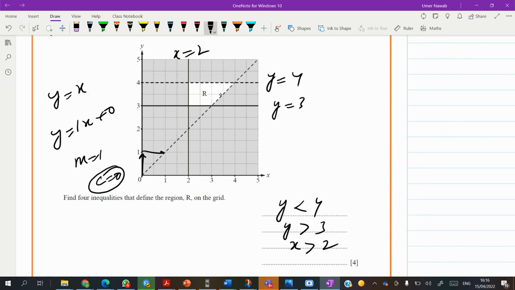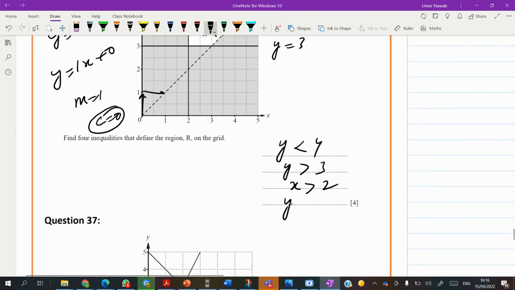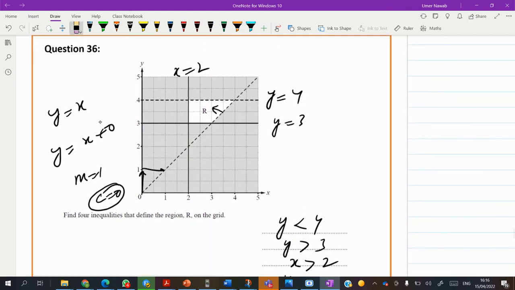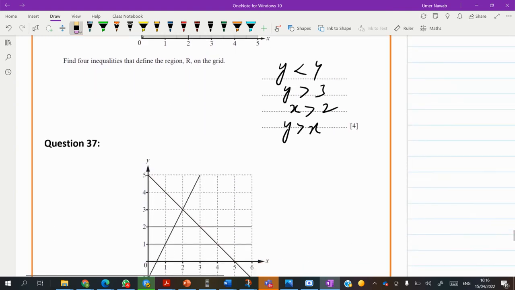The required region is above. So y is greater than x. That's the required inequalities. We did it.